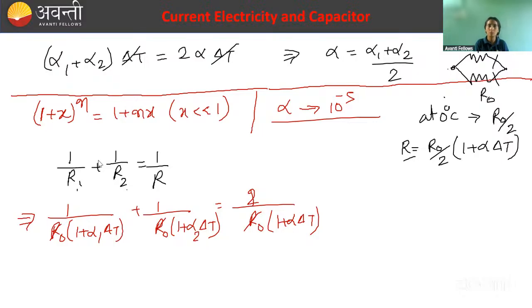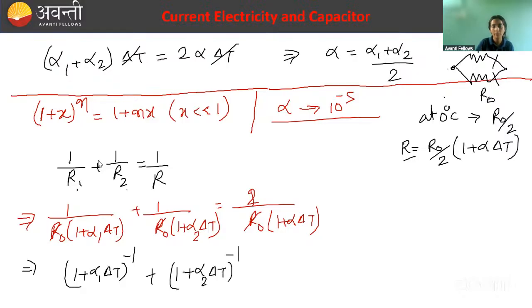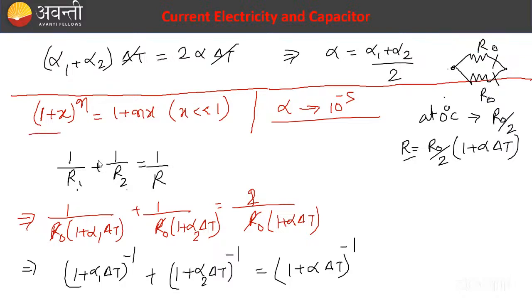Now what do we do? Let's do one thing. This is 1 by (1 plus alpha 1 delta T), which you can write as (1 plus alpha 1 delta T) to the power -1, plus (1 plus alpha 2 delta T) to the power -1, and this can be equated to (1 plus alpha delta T) to the power -1. This is what we are getting, right? We learn all this only through practice, why I made it -1, so that I can use this.